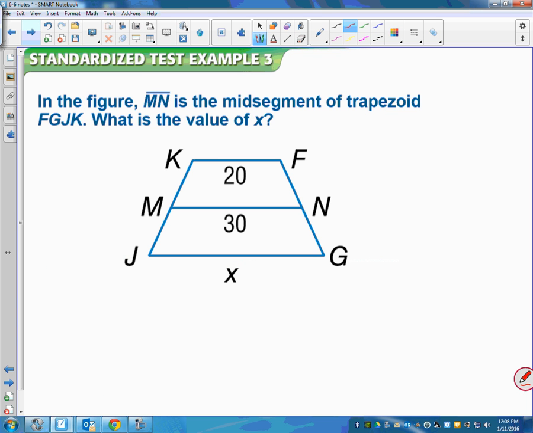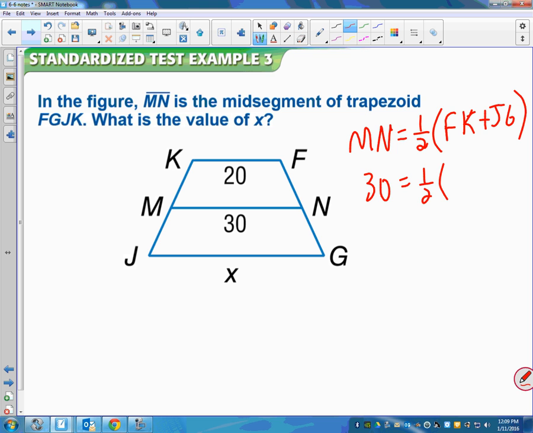So questions like this, they can give you two of the three things. Either they could give you the bases and ask you to find the mid-segment, or in this one, what if they give you the mid-segment and one of the bases, can you find the other side? I'm an equation person. I would do n is equal to 1/2 of the sum of the bases KF plus JG. So I know MN is 30. I know FK is 20. And I'm looking for JG.